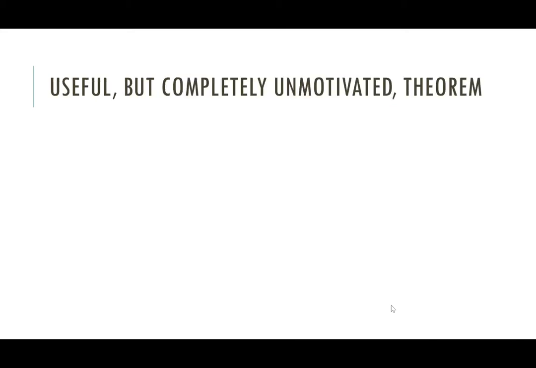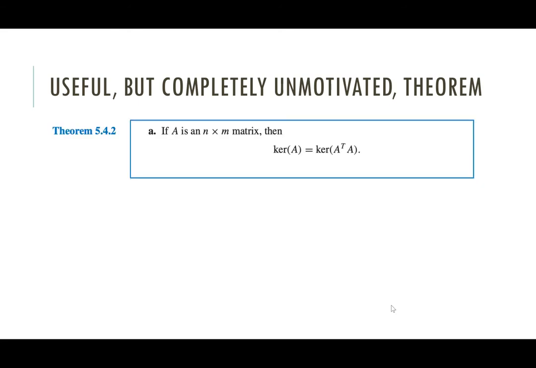This is a really useful theorem, but again, totally unmotivated. So here it goes. We'll start with just part A of the theorem. Part A says, if you have some matrix A that is n by m, so not necessarily square, then the kernel of A is equal to the kernel of A transpose times A. And you're like, okay, I guess. So let's prove it, even though we have no idea why we care about something like this.